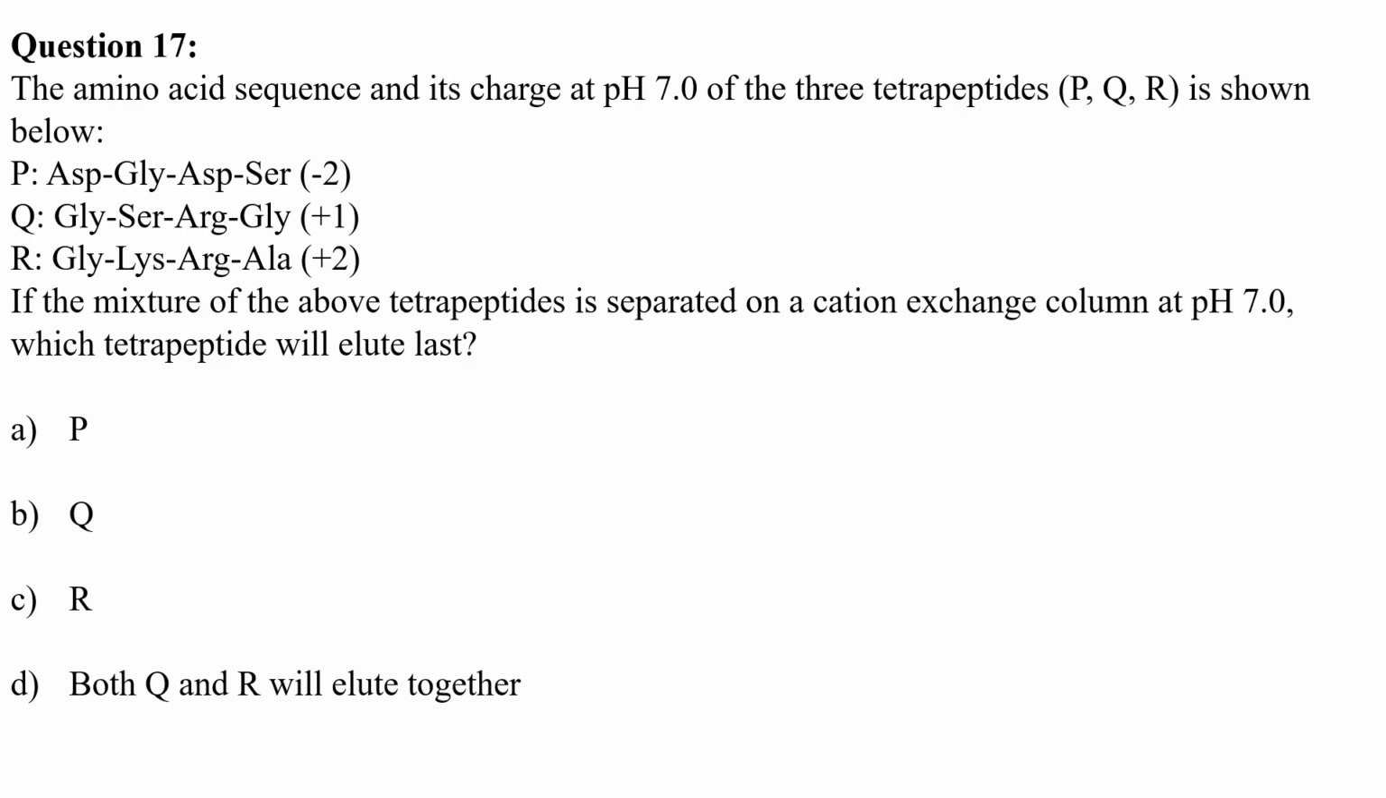If the mixture of the above tetrapeptides is separated on a cation exchange column at pH 7, which tetrapeptide will elute last? Now what I am doing, I am loading the mixture of P, Q and R on a cation exchange column. So think of the charge on the column, look at the charge of each analyte, charge of P, charge of Q and charge of R, and tell me which out of P, Q, R will elute last.